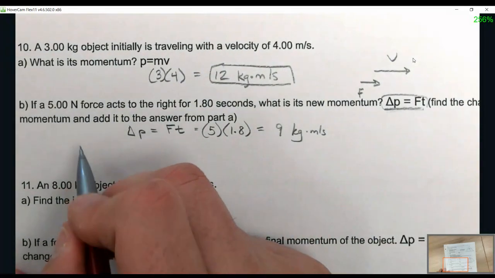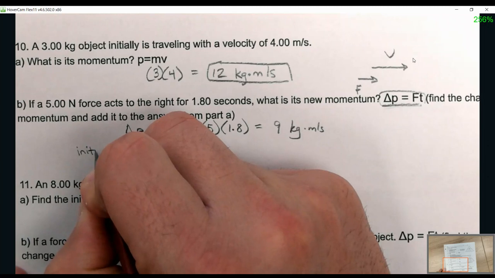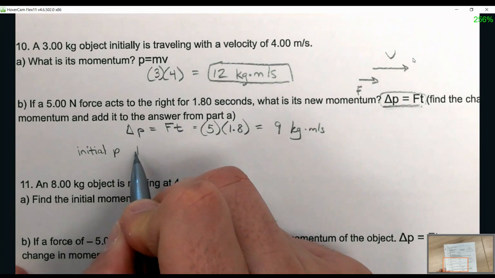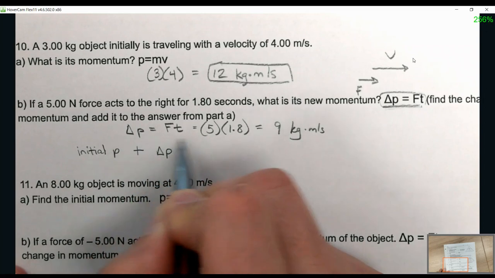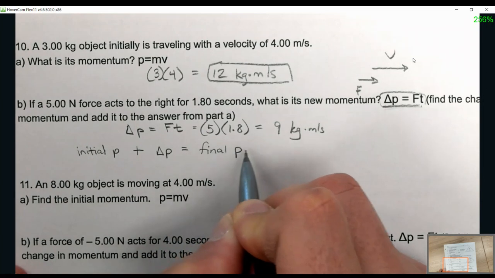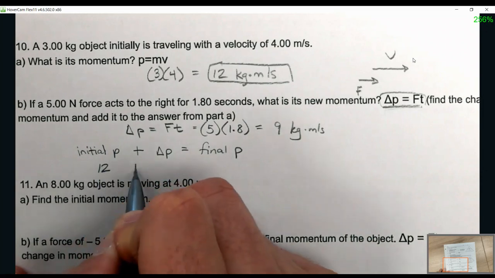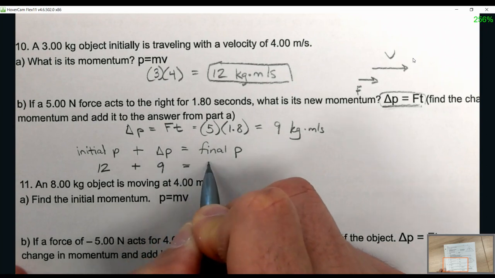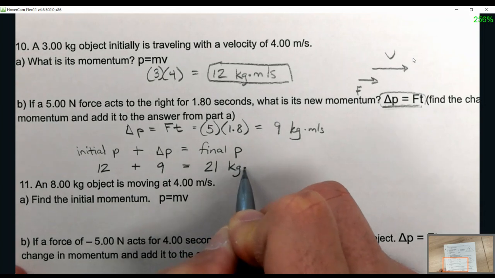Just so we're clear, for number 11, you're going to do this the exact same way. You're going to take the initial momentum, which is in part A, plus the change in momentum, which you just did here in part B, and that is going to equal the final momentum. So our initial momentum is 12. Our change in momentum was 9. So the final momentum for this problem, and the full answer, would be 21 kilogram meters per second.